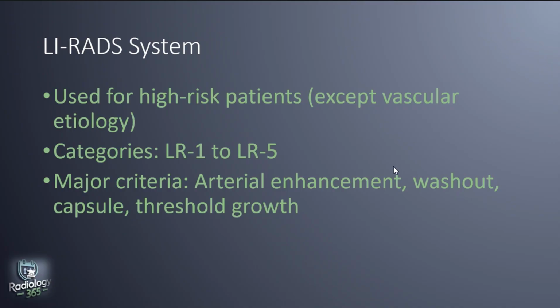The major imaging features we rely on are the same ones we've discussed: arterial phase hyperenhancement, washout, capsule appearance, and growth over time. If you are ever unsure, remember that ancillary features can help nudge the category, but they don't override the major features that we have discussed.